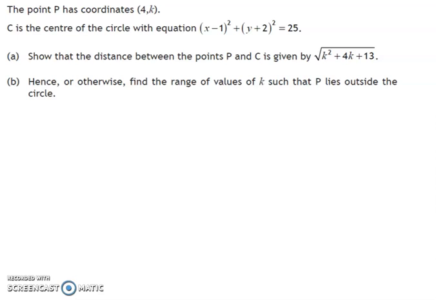I've got two things I need to do. Firstly, I need to show the distance between the point P and C is given by that, and then hence or otherwise find the range of values of k such that P lies outside the circle. So a couple of things to address here.